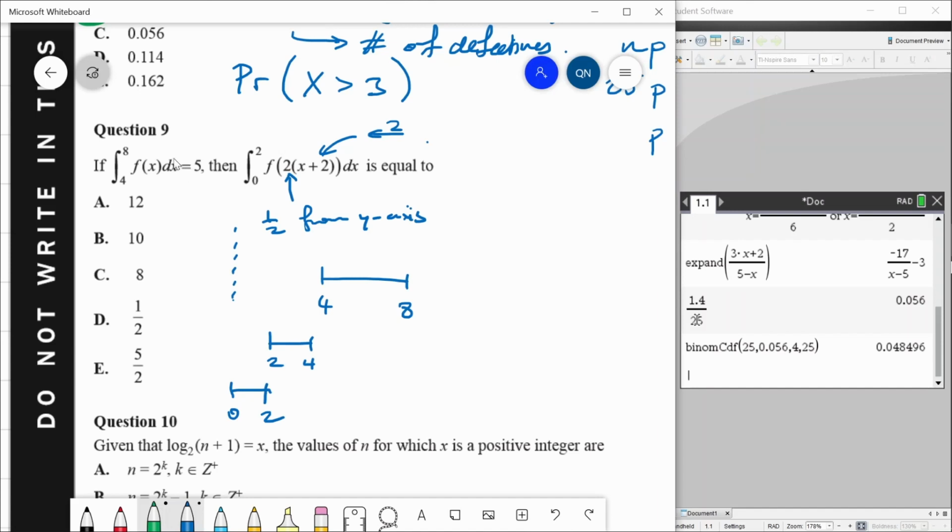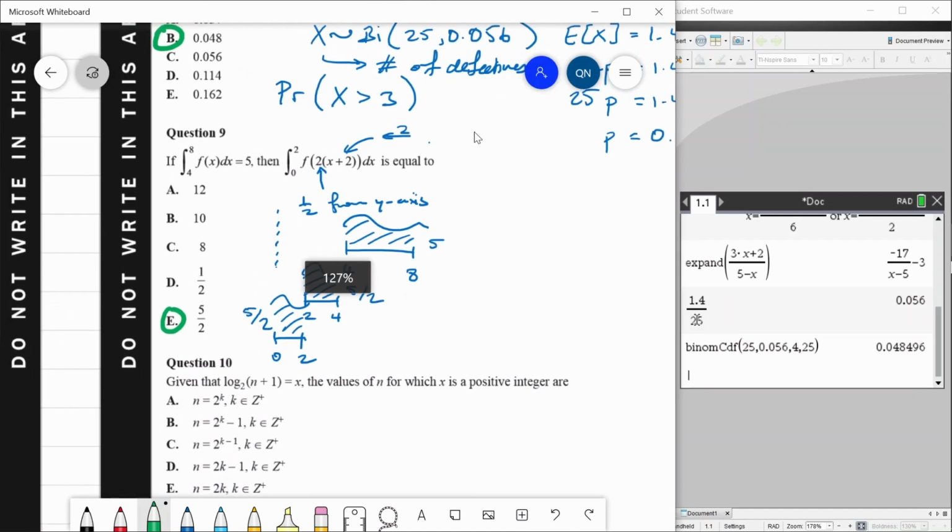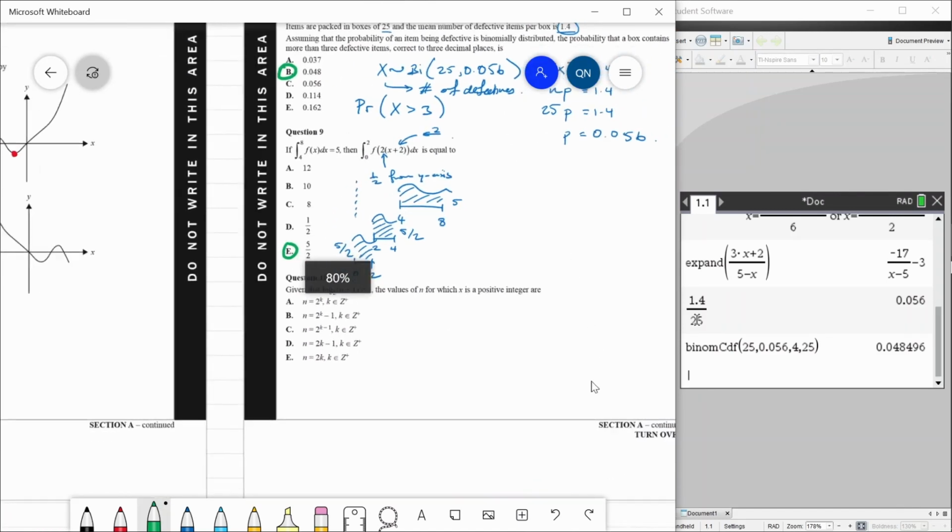Okay, so we know the integral of f of x, it's some wavy function up over here. This area over here was originally 5. We did the dilation. So in fact, if you dilate from the y-axis, this area cuts down by a factor of 2. So this becomes 5 over 2 now. And translations don't affect area at all. So this should also be 5 over 2. Hence, the answer is E. Hopefully that's correct.